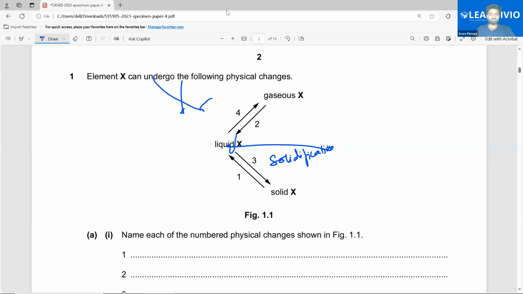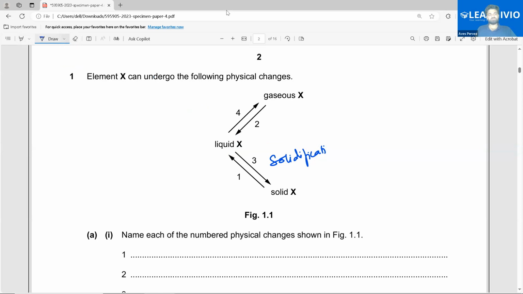Liquid to gas is evaporation. The better word for this one is vaporization. I thought they are both kind of the same. You can consider this one, but evaporation and vaporization mean converting something from liquid state to gaseous state, either by boiling or by evaporation. Now from gas to liquid, condensation. From gas to liquid is condensation, very good. And from liquid to solid is solidification.